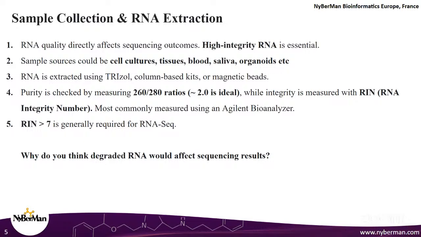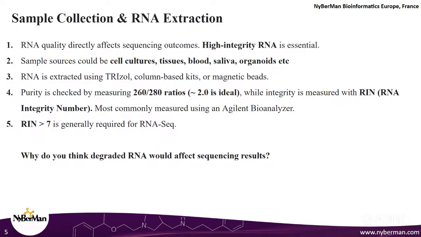Okay. The other thing that people usually measure in the lab is something called the RIN, which is the RNA integrity number. The lab that I worked in mostly used the Agilent bioanalyzer to measure this, and a RIN number of greater than 7 is generally considered to be good enough for RNA-seq experiments.